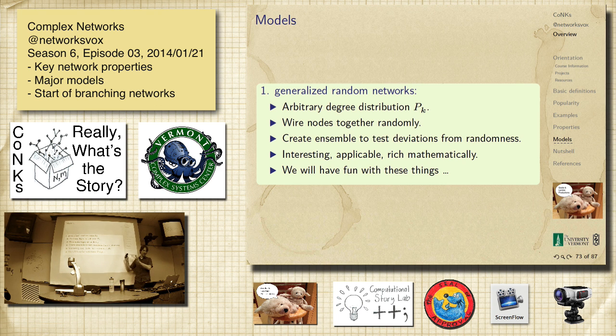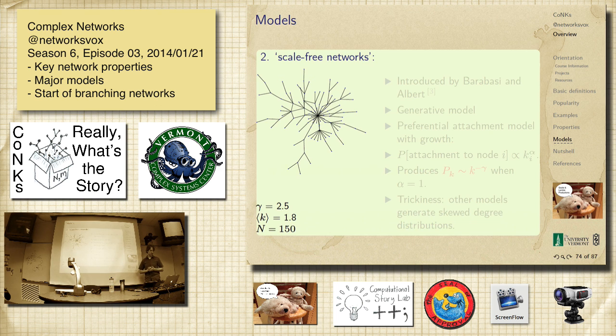This one is, now we're getting closer, right? This is the motif stuff, for example, is connected to this. So we're allowed to specify any degree distribution we want, and then we have to randomly wire things together. And that turns out to be an interesting problem.